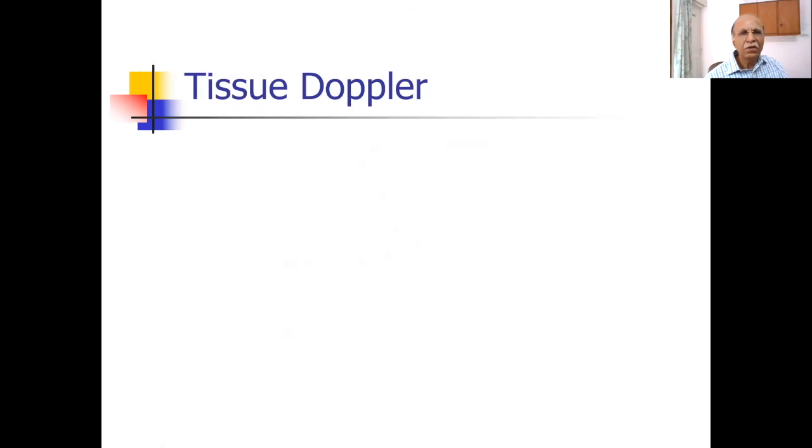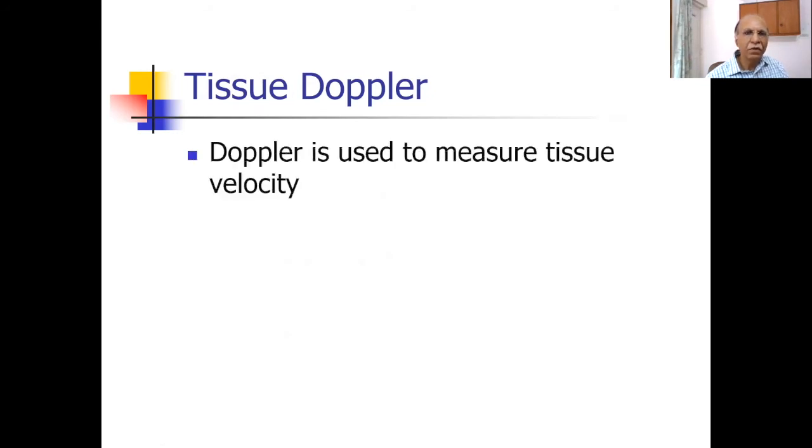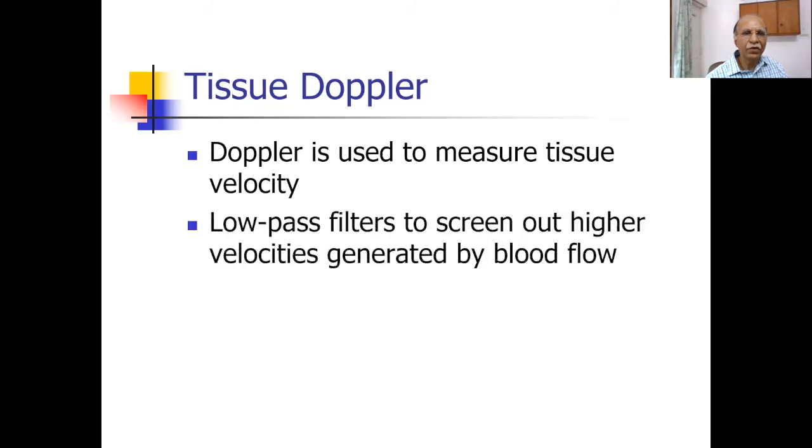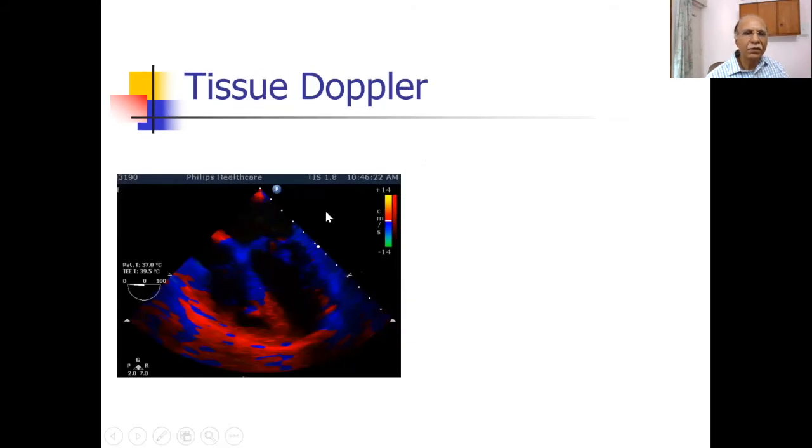So now let's move on to the tissue Doppler, which is a very sensitive and very easy method with relatively less inter-observer variation, and also a relatively load-independent method of evaluating the LV systolic function. In this case, Doppler is used to measure the tissue velocity. So instead of measuring the blood velocity, we are measuring the tissue velocity, and for which low-pass filters are used to screen out the higher velocities generated by the blood flow. And this is how the picture looks like. This is a four-chamber view. You press the tissue Doppler button and you get this type of picture.